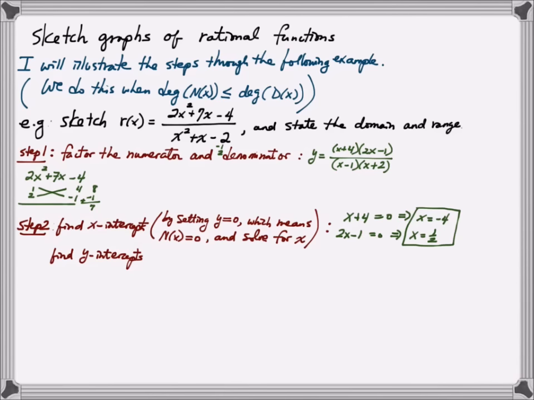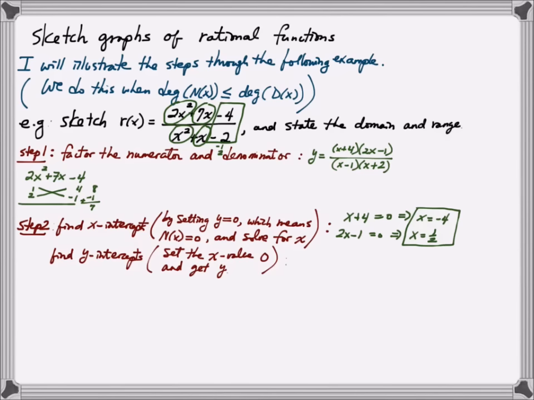We're also going to find the y-intercept in this step, and in this case, we're going to set the x value equal to 0. This step is much simpler because if x is equal to 0 in the original rational function, wherever x occurs, it's all just going to go to 0, leaving you with only the constant terms. Which means that in this case, the y-intercept is just going to be negative 4 over negative 2, which reduces down to 2.